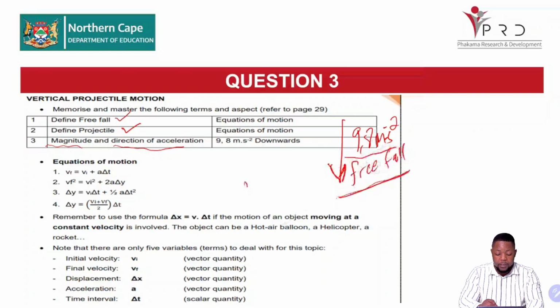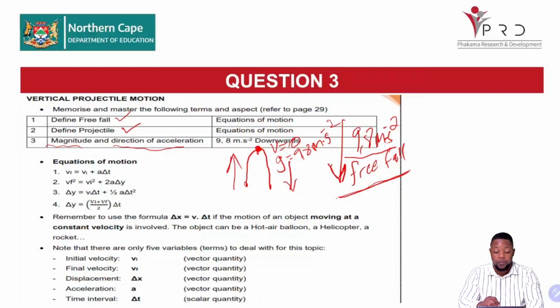Even if your object goes to a maximum height, at the maximum height, we know that the velocity is 0. Even when the velocity is 0 here, the gravitational acceleration is still 9,8 meters per second squared. So your gravitational acceleration is 9,8 meters per second squared while the object is going up. It is also 9,8 meters per second squared while the object is going down. It is also 9,8 meters per second squared at the maximum height where the velocity is 0.